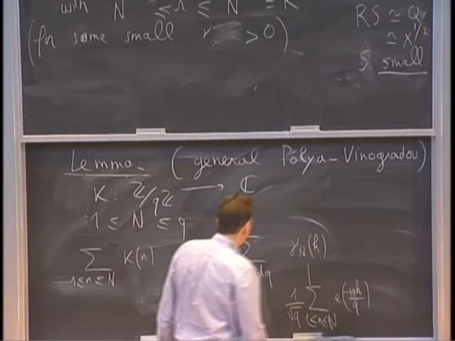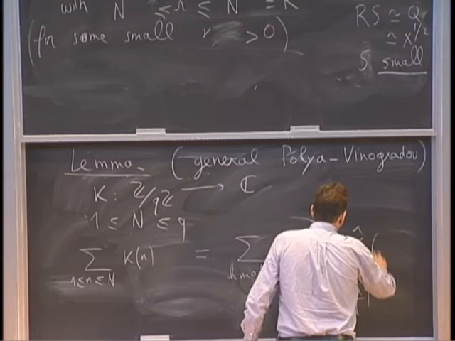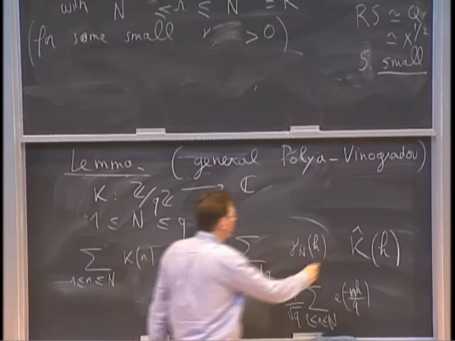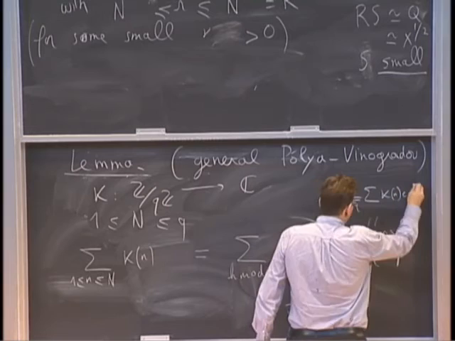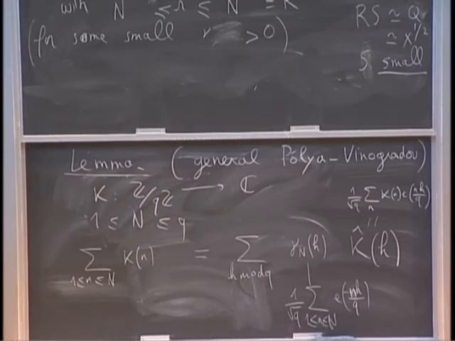Let's put it here. And then you have the Fourier transform of K at h, with the same normalization that I used yesterday. So 1 over square root of q times the sum of K(n) e(nh/q). So that's a formula. It's a bit similar to this Poisson summation formula when you don't try to estimate anything.